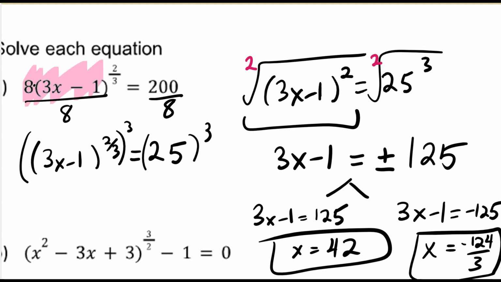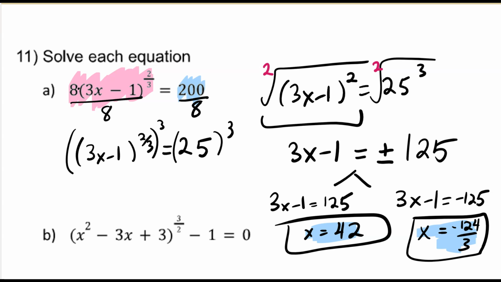If you're unsure whether there should be one or two solutions, what you could always do is graph this left-hand side in your calculator, put it in y1, graph the right-hand side, put it in y2, and you'll notice that those two functions intersect at 2 points. They intersect at an x value of 42 and an x value of negative 124 over 3. So you always have backdoors to check yourself through, provided you have a calculator.